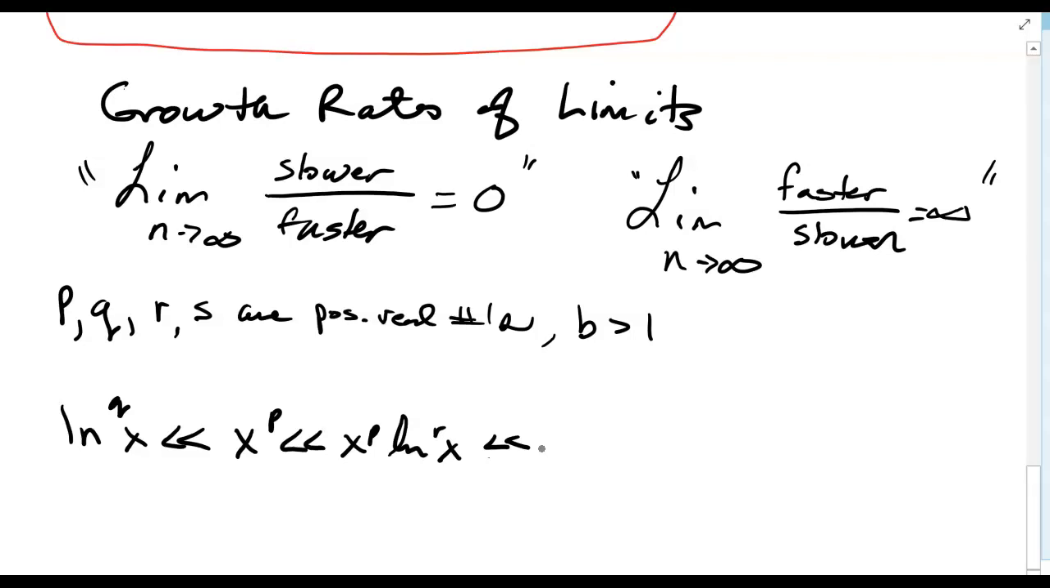Now, the next growing function, larger than x to the p, is if you took x to the p plus some other number. In other words, x to the 5th is going to grow faster than x cubed. All right.